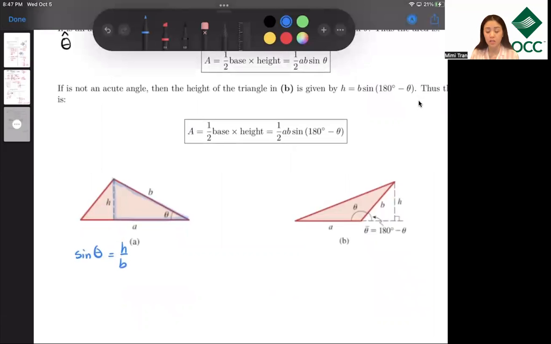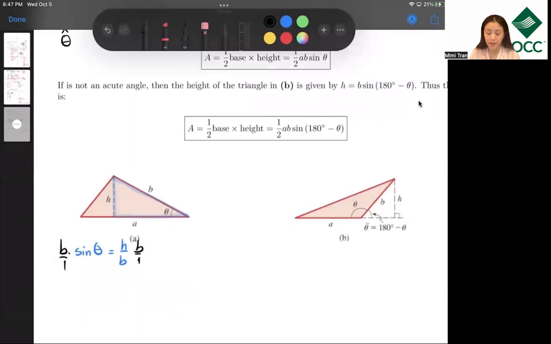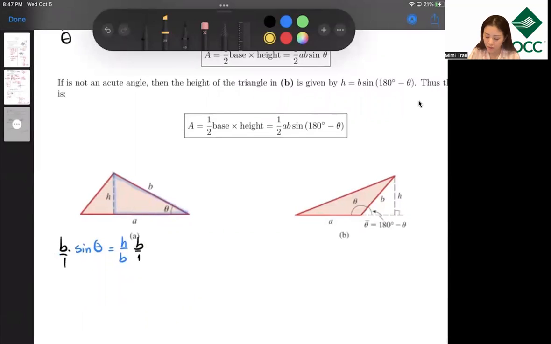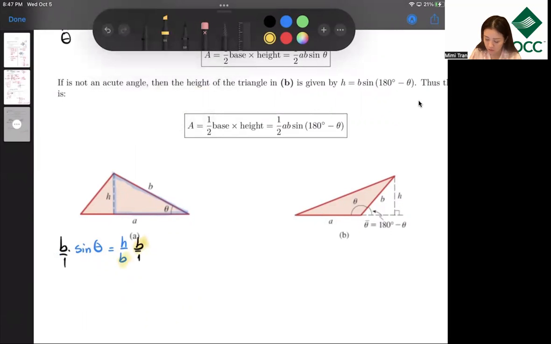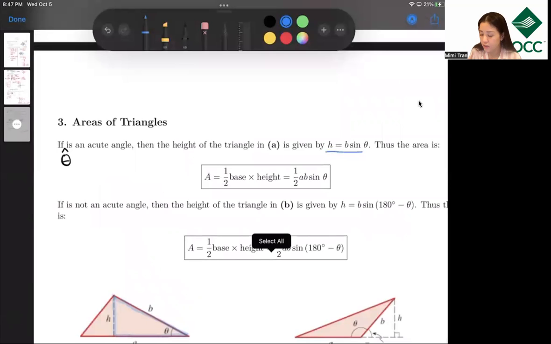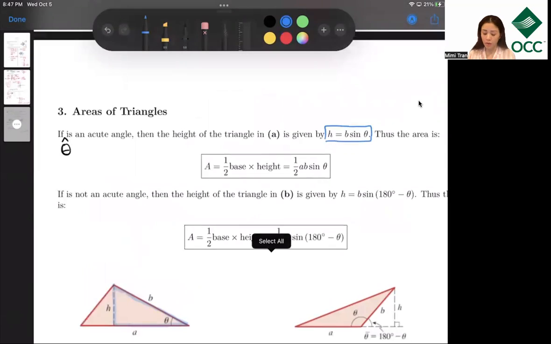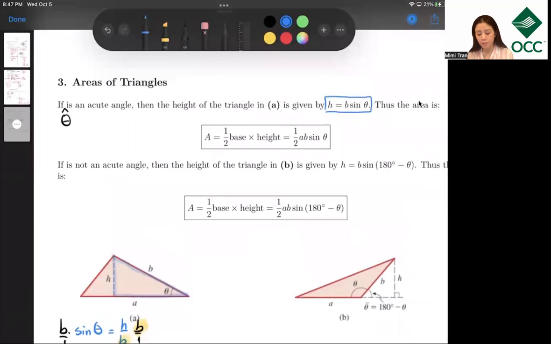We want to solve for h, so multiply both sides by b, or b over 1 to be exact. On the right-hand side, b and b cancel. That leaves me h equals b times sine theta. Hence the equation there. So now why do we need h?